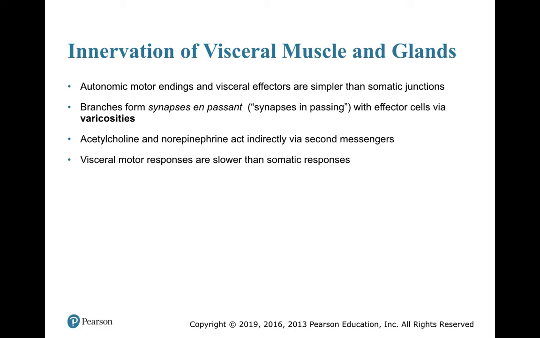Visceral muscle and glands. We have autonomic motor endings and visceral effectors that are simpler than that somatic junction. They branch and form synapses en passant, or synapses in passing, with effector cells through structures known as varicosities. And we have acetylcholine again as a neurotransmitter, but we also have norepinephrine as a neurotransmitter here, and they are going to act through second messenger systems. That means that the visceral motor response is going to be slower than the somatic response.